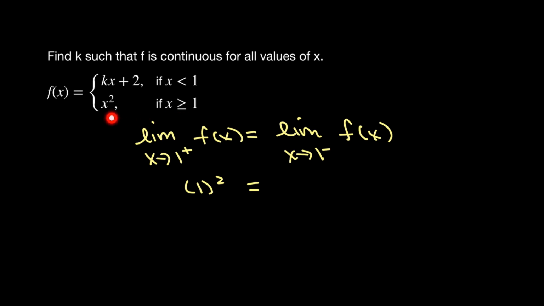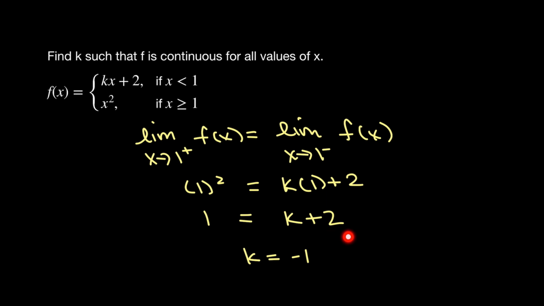And so if we're approaching x equal 1 from the right, we are bigger than 1. So I look at the x squared. I'm going to plug 1 in. I get 1 squared, or 1. If I approach x equal 1 from the left, I'm smaller than 1. So I'm going to look at that top definition, kx plus 2. I'll plug 1 in, and I get k times 1 plus 2. For this function to be continuous, these two expressions, these two limits have to be equal. So that means 1 has to equal k plus 2. And then I can solve for k, and I get k equals negative 1. So k has to be equal to negative 1.